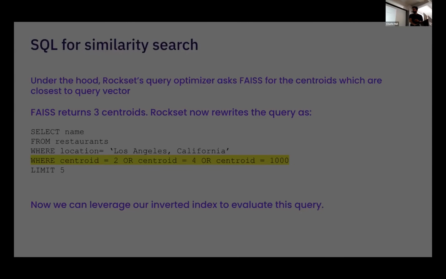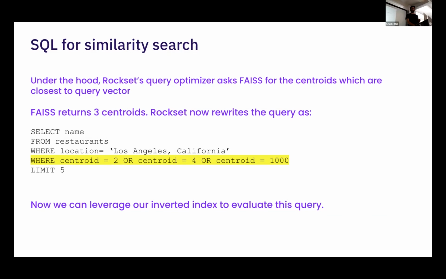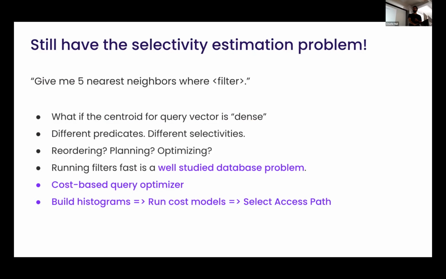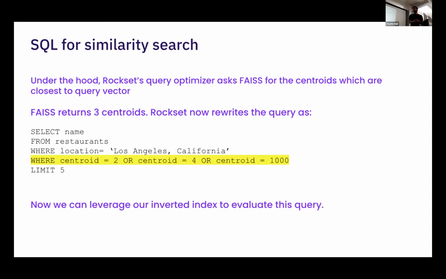So given this query, the challenge is to run it as fast as possible and as cheaply as possible. This, in essence, is like a selectivity estimation problem. All you have to figure out is, given this query, how many documents in your database match the first filter, where location equals blah? How many documents match the second filter, centroid equals 2, third, fourth filters? And how many documents match composites of these filters? So how many documents match centroid equals 2 or centroid equals 4 and so on?